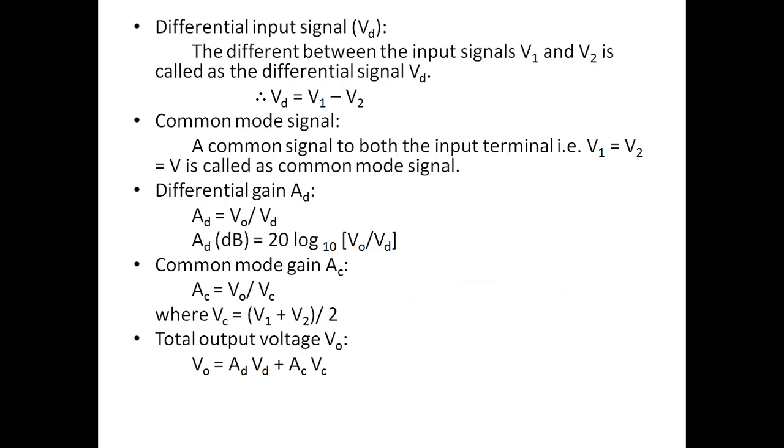It is nothing but the difference between the positive input signal and the negative input signal. Or we can say it is the difference between the non-inverting input signal and the inverting input signal, V1 and V2. We can call that a differential signal. We can take Vd equal to V1 minus V2. Now we are supposed to study the different parameters used in the differential amplifier. You are supposed to calculate the common mode signal, differential gain, common mode gain, and total output voltage.